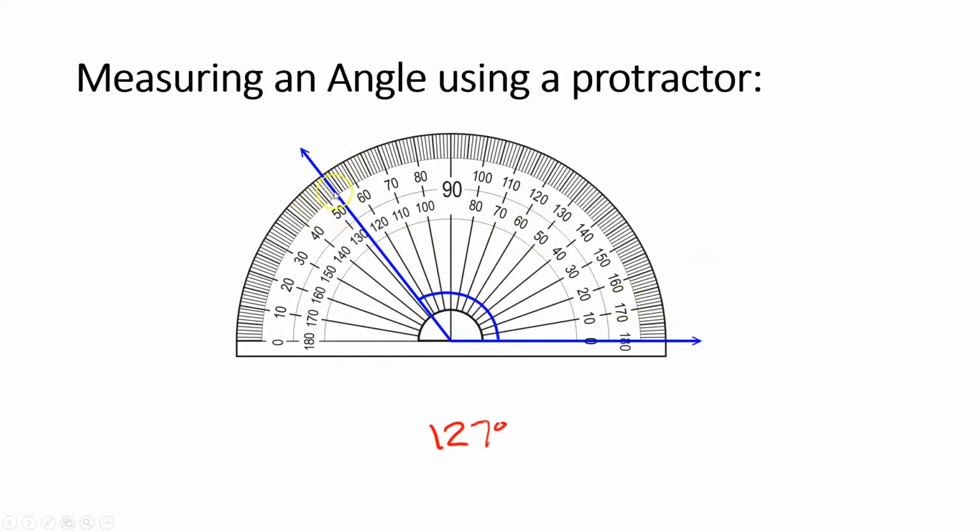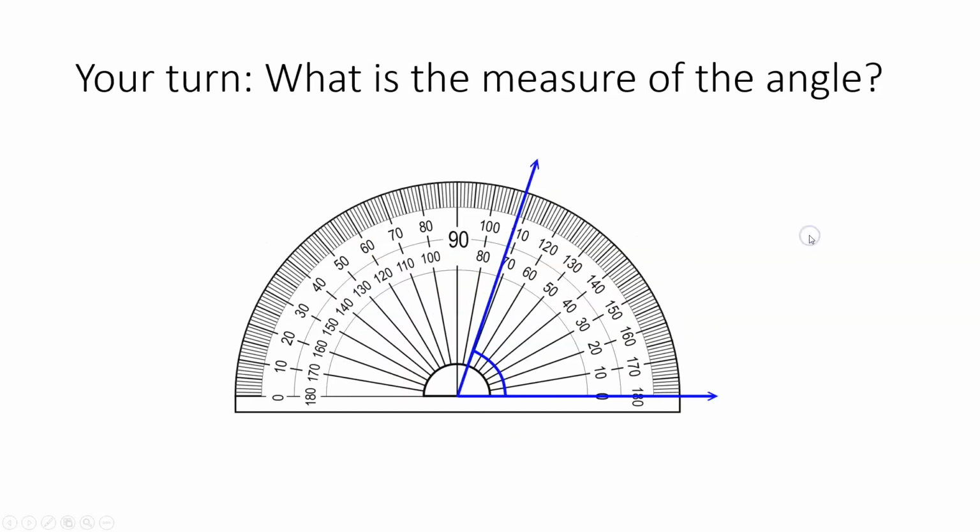How do I know that? How do I know not to look at this top number? It's because just by looking at this angle, I know it's obtuse. So it would have to be between 120 and 130, and it's 127. Okay, so now I want you guys to figure out the measure of this angle.